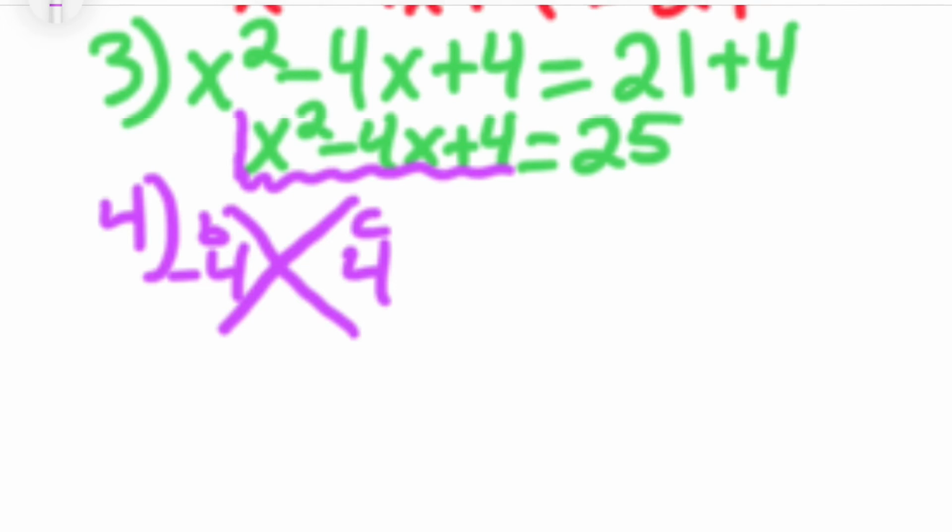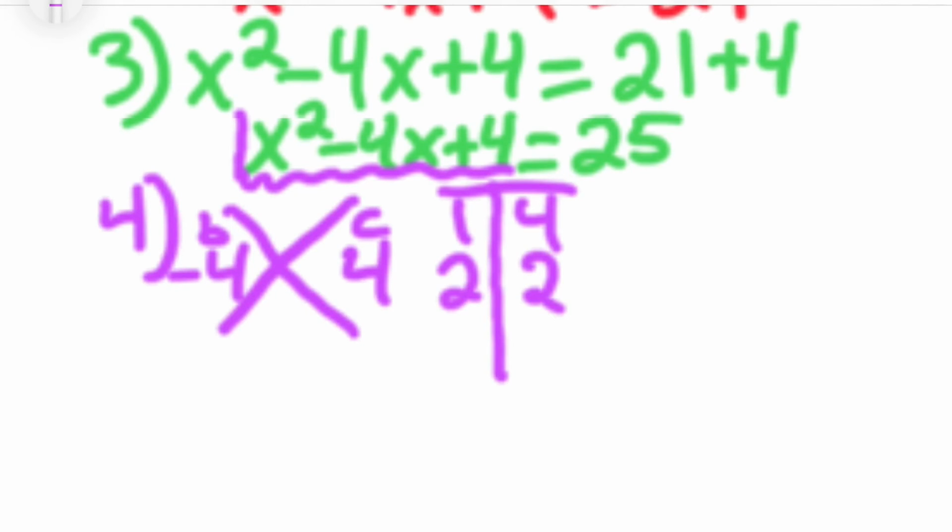-4 and +4. So we want two numbers that multiply to give me 4, but also add or subtract to give me -4. So I'm going to start with 1. 1 times 4 gives me 4, but we cannot add or subtract 1 and 4 to get to 4. So then I go to 2. 2 times 2 gives me my c, which is 4. I can also add and subtract 2 to give me my 4 on my b.